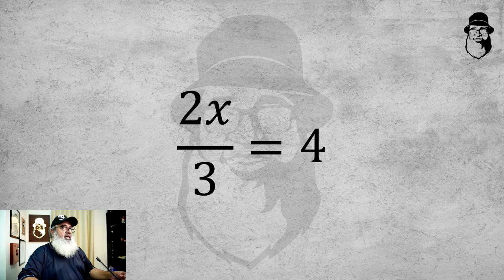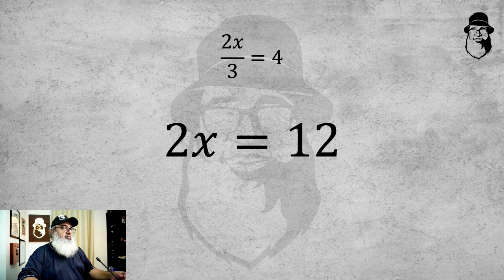To solve 2x over 3 is equal to 4. Multiply 3 by 4 to get 12. Then 12 divided by 2 is equal to 6. So x is equal to 6.